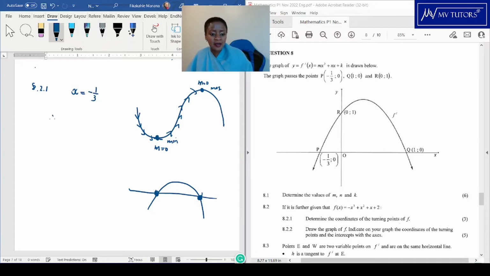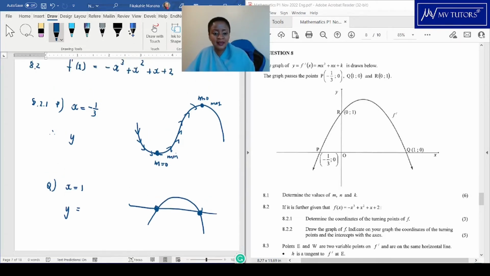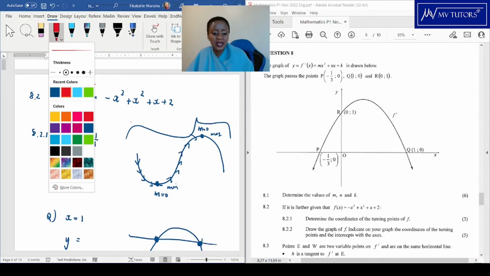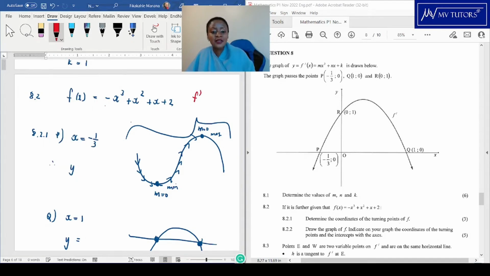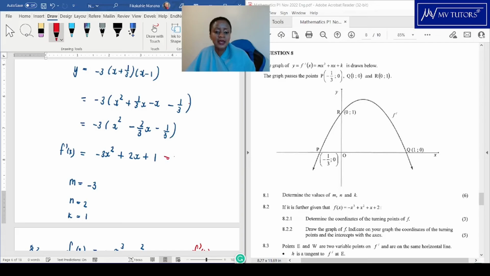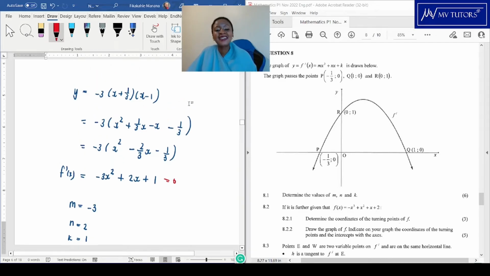Therefore, we need to get the y value for it. So this is p. And then q, we have that x is equal to 1. So what is the accompanying y coordinate? For those of you who didn't hear what I said, it's fine. You can go to your function f, get the first derivative, which you determined in the previous question, and make that equal to 0. So basically, you're going back to this function, making it equal to 0, and you're getting your x-intercepts, which you already have.